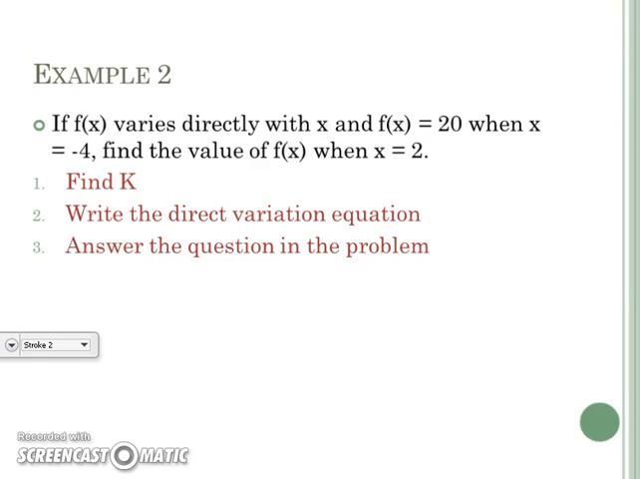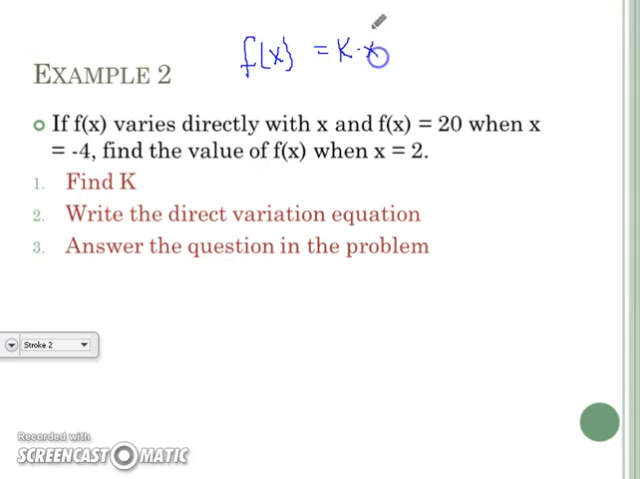Trying another example with that, it says f of x varies directly with x, and f of x is 20 when x equals -4. So they're telling us this is a direct variation equation, so we can use our direct variation equations that they give us.